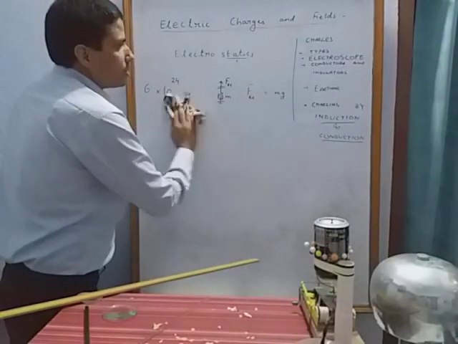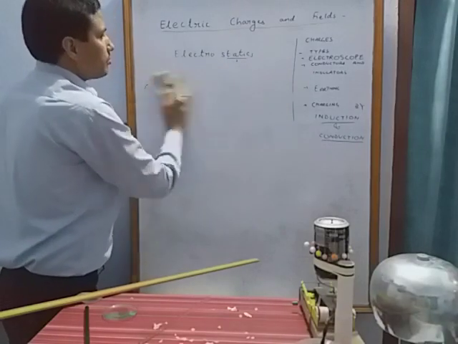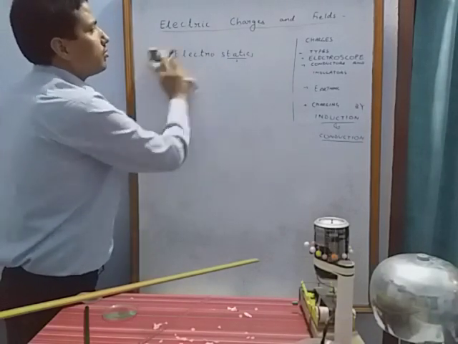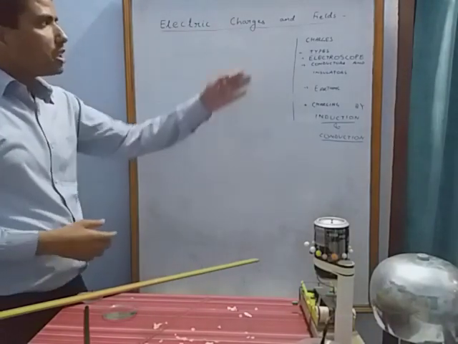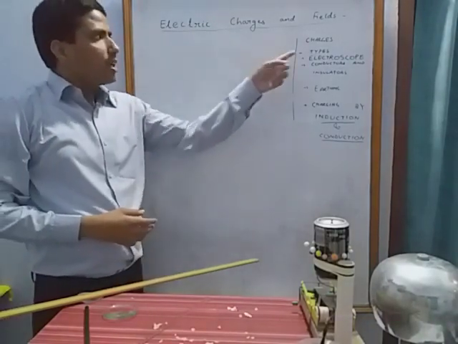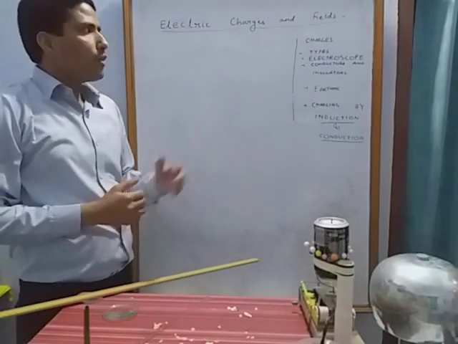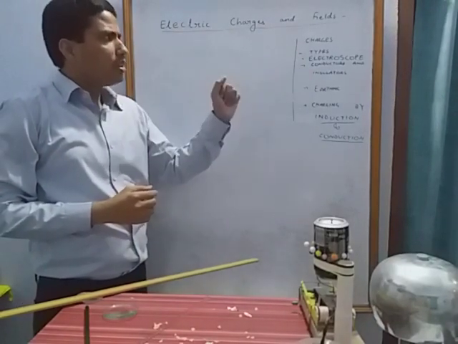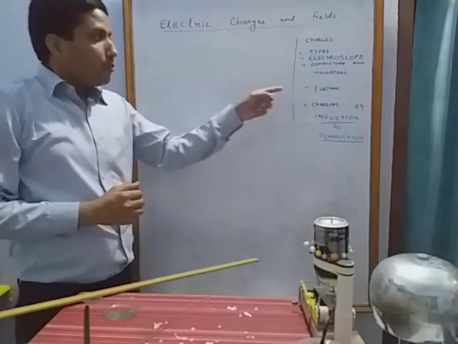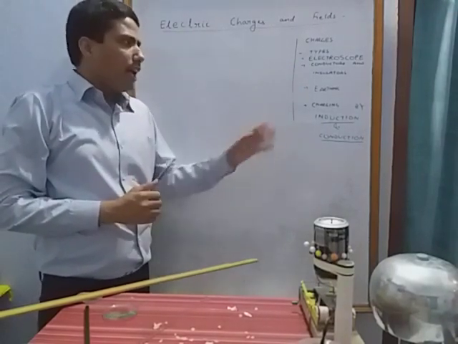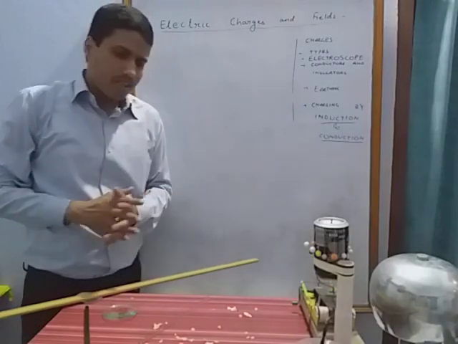We'll proceed further. These are the things which we shall discuss today. Types of charges. We'll have a small discussion on electroscope, a small discussion on conductors and insulators, meaning of earthing, and some methods of charging by induction and conduction.